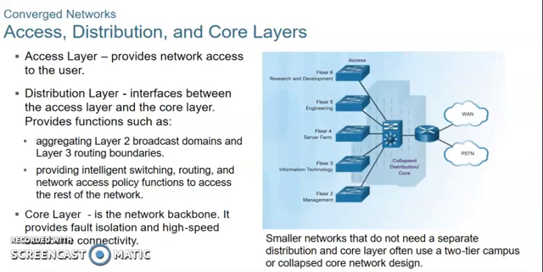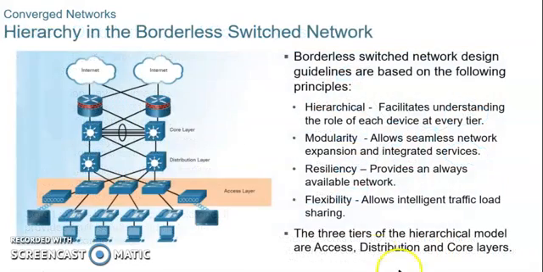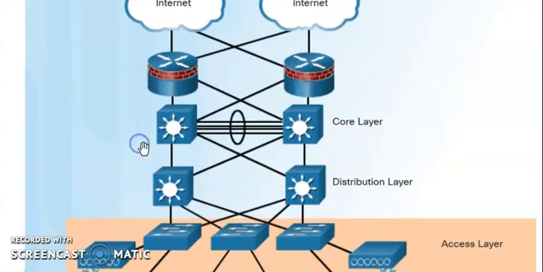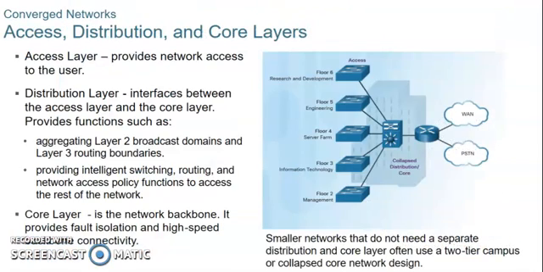Converged network has three layers. I forgot to tell, this hierarchical layer network is divided into three layers: core layer, distribution layer and access layer. Now we will discuss about these layers one by one.